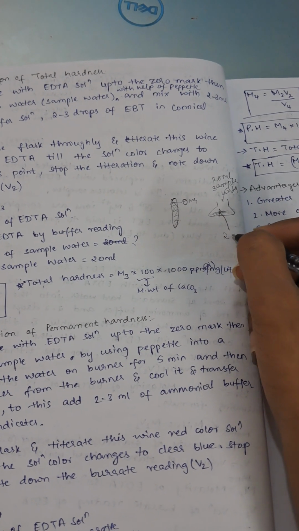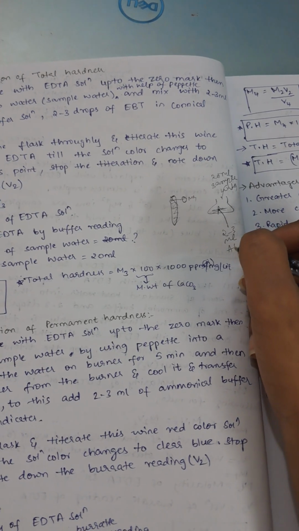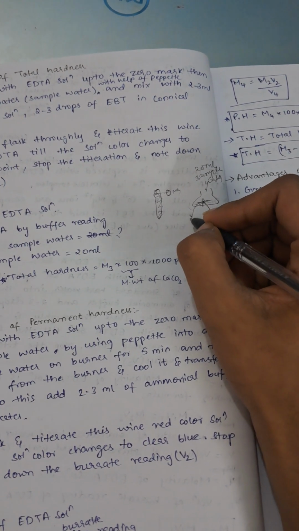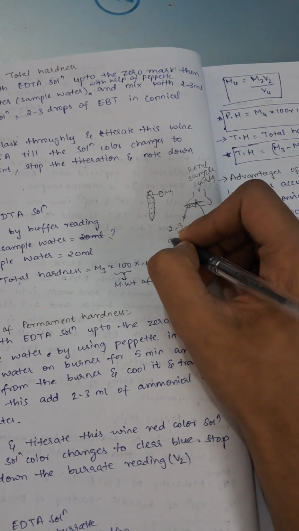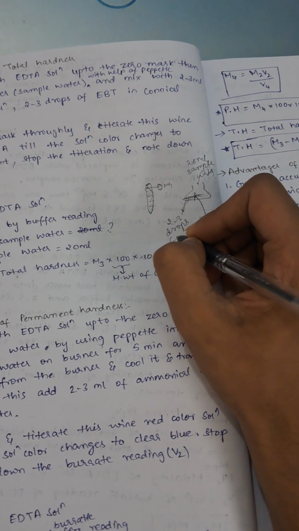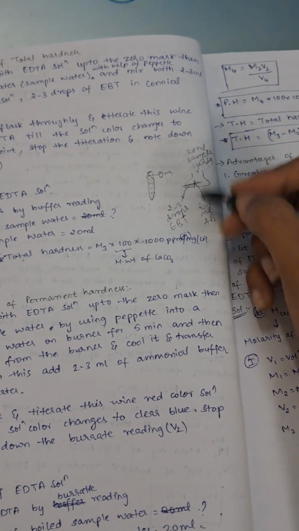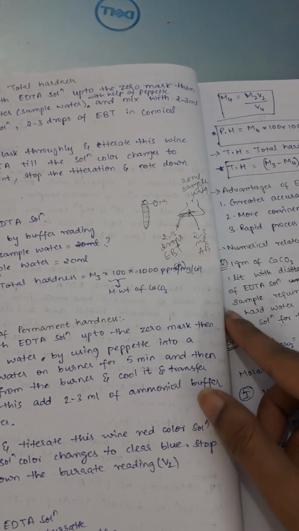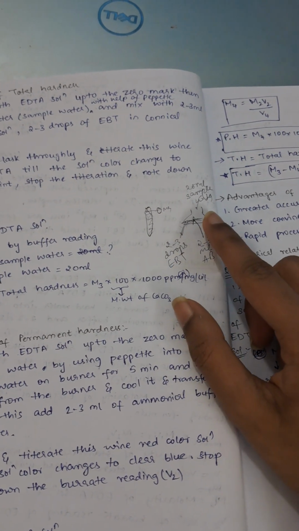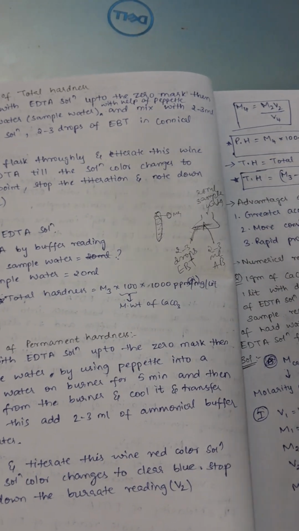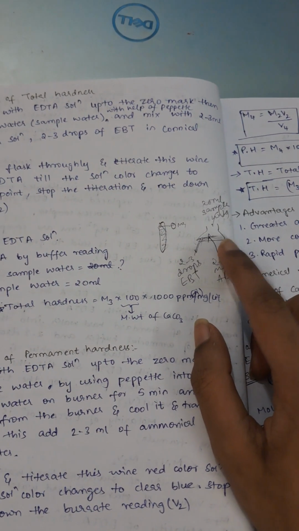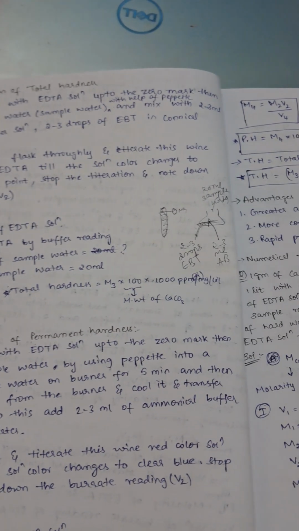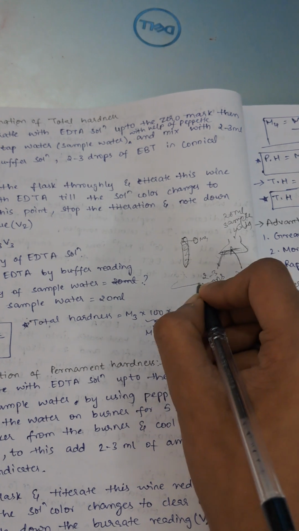In this you need to add 2 to 3 ml of ammonical buffer and 2 to 3 drops of EBT. Shake well. In the conical flask, add 20 ml of sample water, 2 to 3 ml of ammonical buffer and 2 to 3 drops of EBT. Shake well. When you shake it, its color changes to wine red color, which is unstable. And then place it at the bottom of the burette.